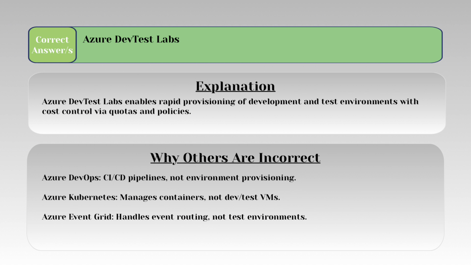Why the other options are incorrect: Azure DevOps provides CI/CD pipelines, not environment provisioning. Azure Kubernetes manages containers, not dev/test VMs. Azure Event Grid handles event routing, not test environments.